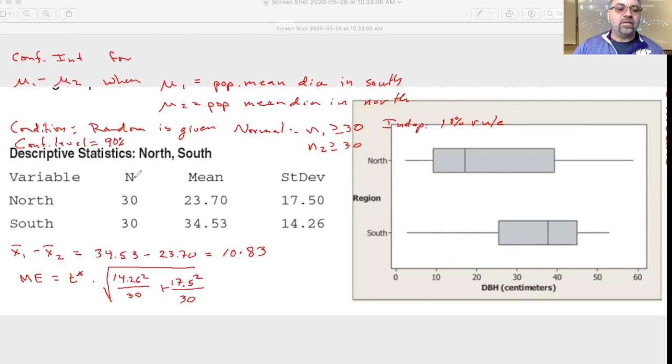Now, in this case, since the Ns are the same, I know my degrees of freedom is going to be 29. And so I'm just going to go to a table for the T distribution. 29 degrees of freedom, look for the column for 90% confidence, and that'll be our T star. So let's see if I can share you the table.